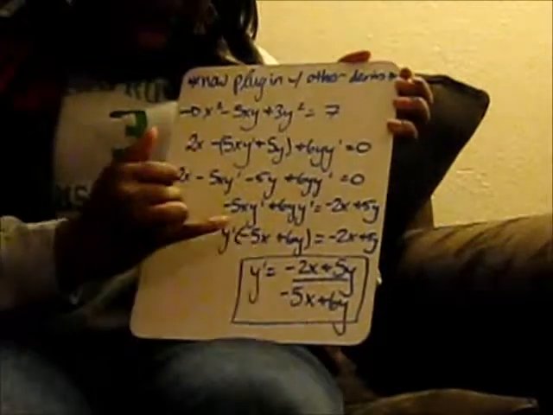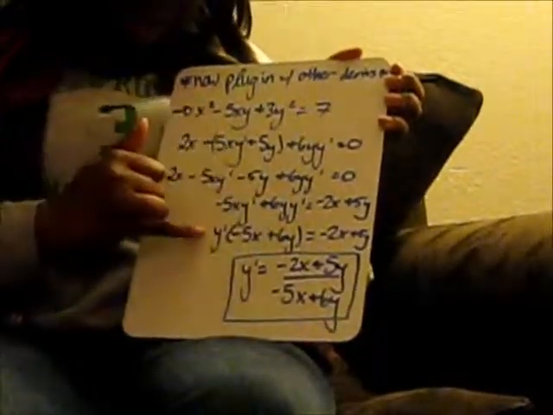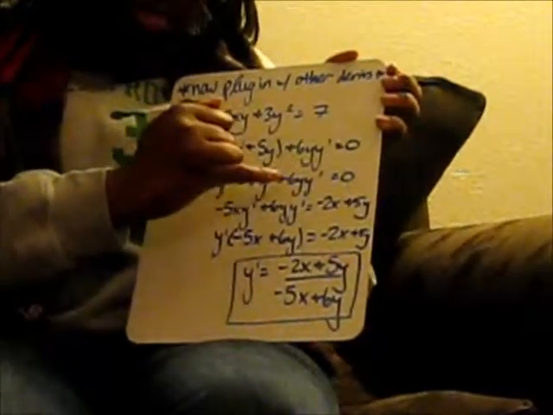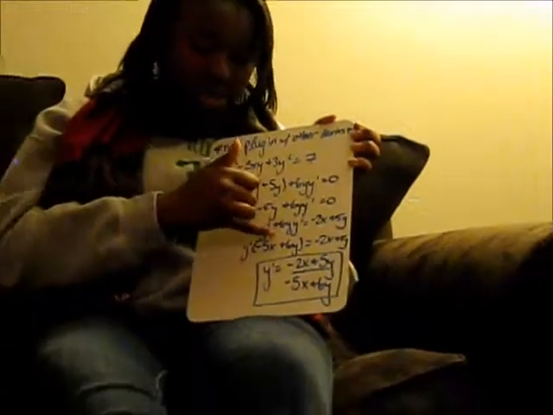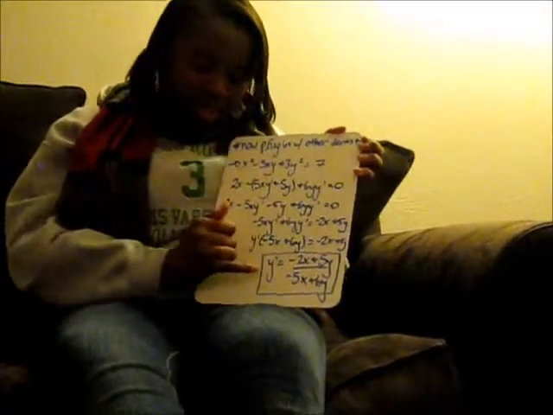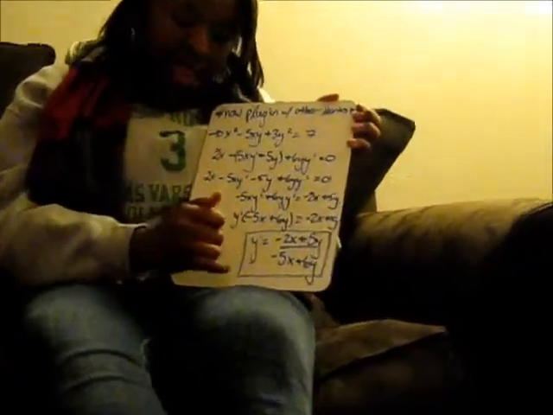So negative 5x times y prime is negative 5x y prime. 6y times y prime is 6y y prime. Now you just divide both sides of what you've put in the parentheses here, and you end up with y prime is equal to negative 2x plus 5y over negative 5x plus 6y.